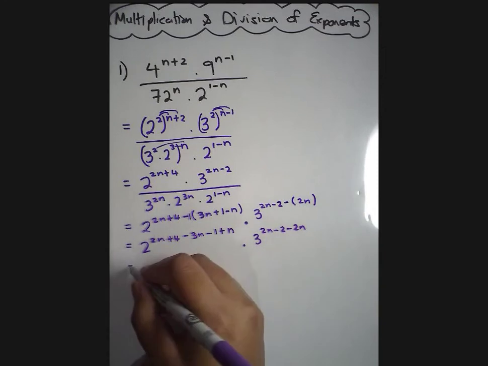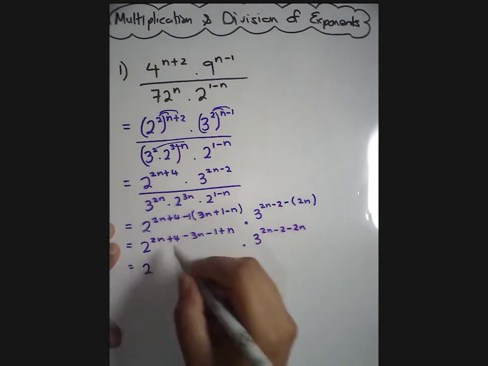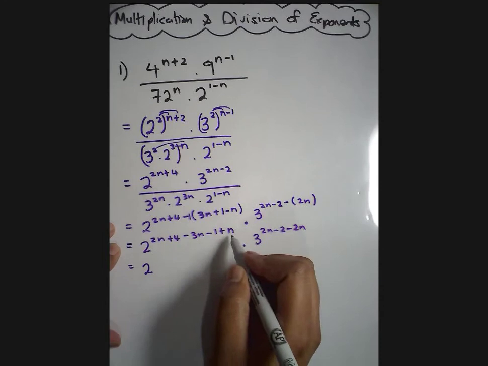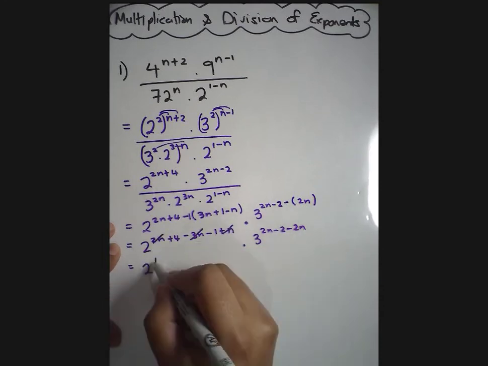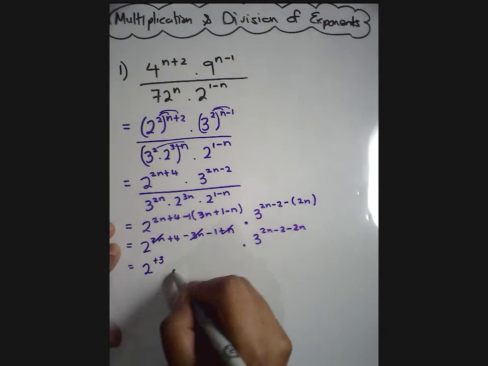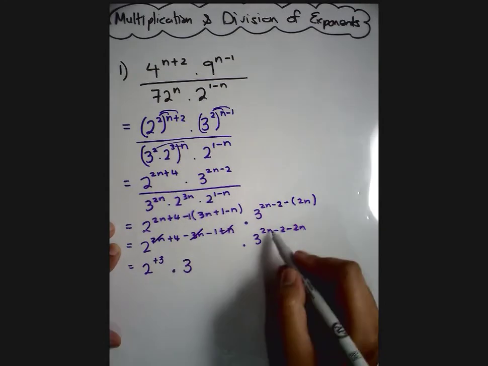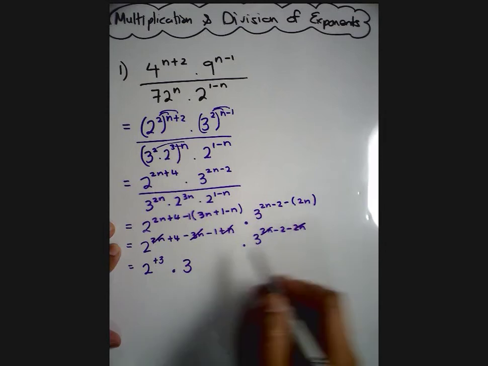Now you simplify your exponents. You say 2n minus 3n plus n. Those all cancel out. 4 minus 1 is positive 3. Then you've got times 3. This 2n and that 2n cancel out, and you have negative 2.